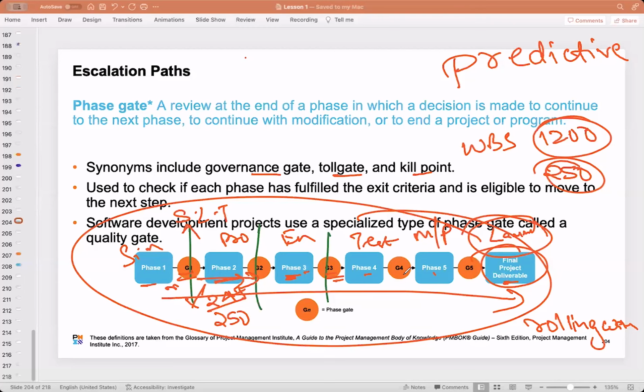Yes, go ahead. And one more question, since you mentioned this rolling wave. I believe this rolling wave concept is related to agile kind of project management, no? Or is it also applicable in predictive as well? See, it is applicable in predictive as well.